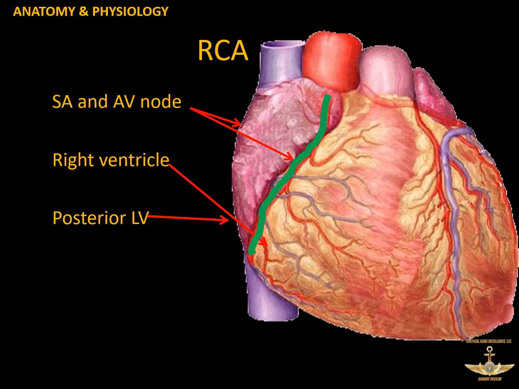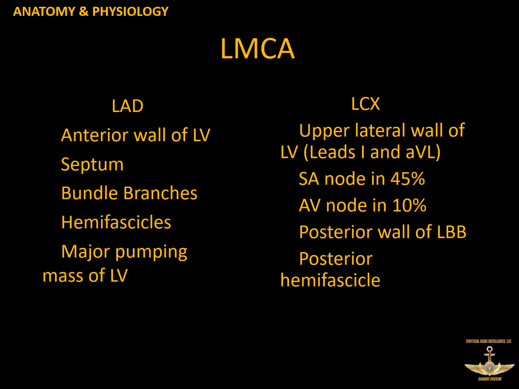But in most patients, the RCA is going to supply blood around to the SA node, the AV node, the right ventricle, and the posterior side, and of course the inferior side of the left ventricle. That makes that a very predictable pattern. On the left side of the heart, we're going to look at the left main coronary artery. We don't talk about the left main a whole lot by itself because it's not that long. It's only about a centimeter long before it bifurcates into the left anterior descending and left circumflex.